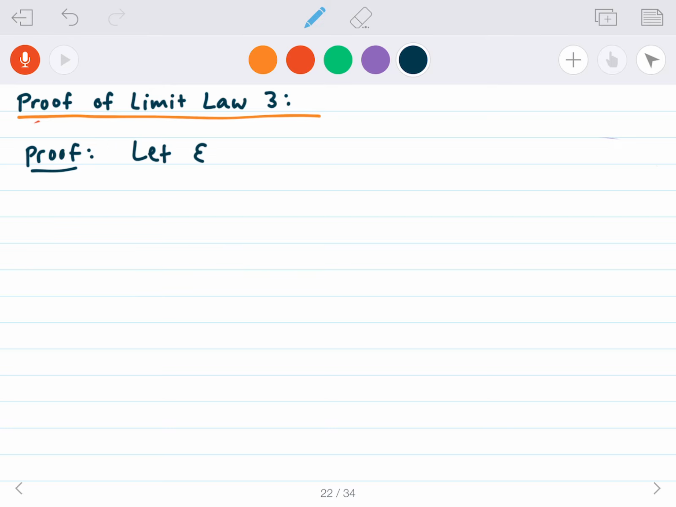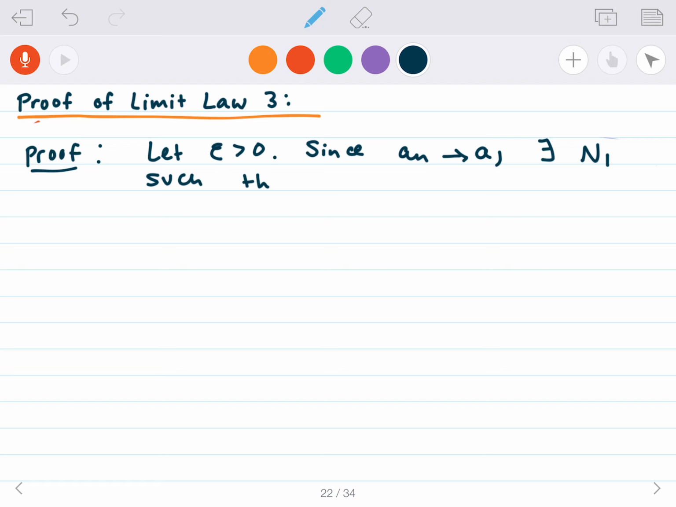Let epsilon be bigger than 0. Since a sub n converges to A, there exists some capital N1 such that for all epsilon 1 bigger than 0, n bigger than N1 implies that the absolute value of a sub n minus A is less than epsilon over 2.